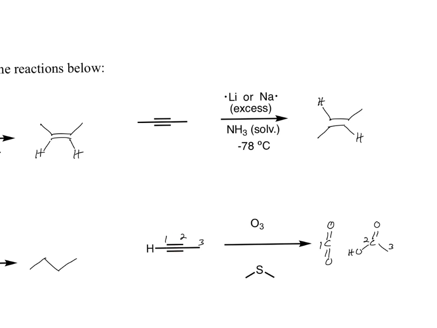Ozonolysis for alkynes. Terminal alkyne, remember it turns that terminal carbon into CO2, and then the other side it turns into a carboxylic acid. Notice how the carbons are numbered, don't lose any carbons, but the difference between a terminal alkyne versus an internal one. Terminal one, the outside carbon makes CO2, the internal one makes carboxylic acid.